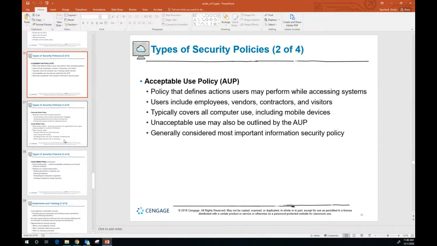Acceptable use policy. This is a policy that defines the actions the user may perform while accessing the systems. Now, the users are going to include the employees, vendors, contractors, visitors, and this is going to typically cover all computer use, including how mobile devices can be used. It may also have the unacceptable use outlined in this, and this is generally going to be considered the most important information security policy.